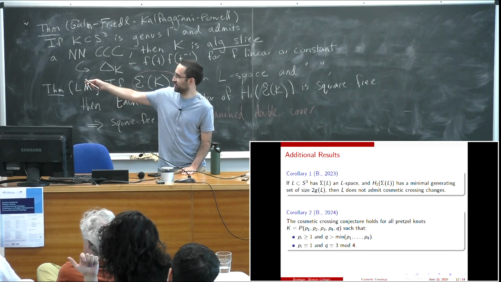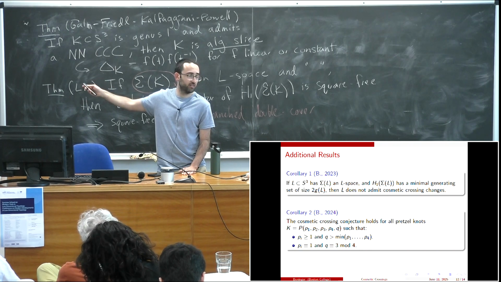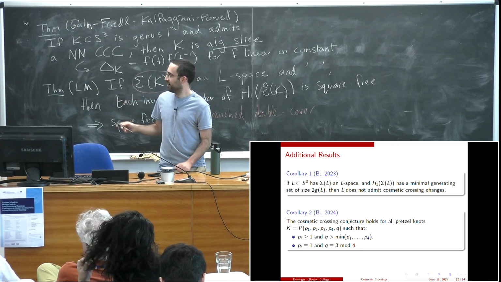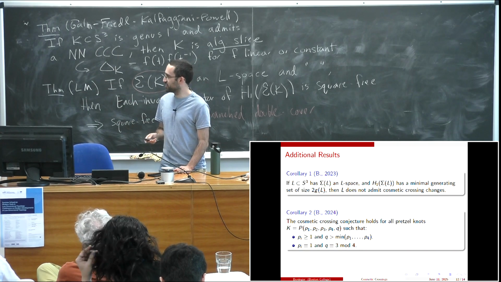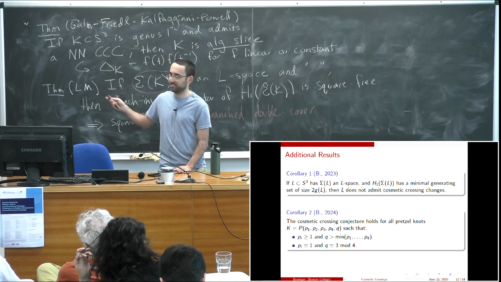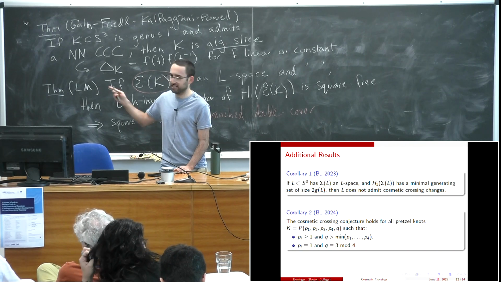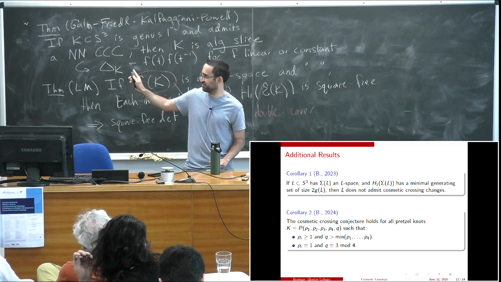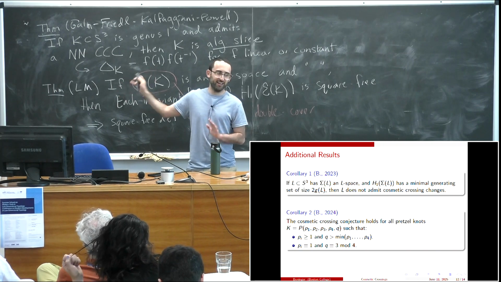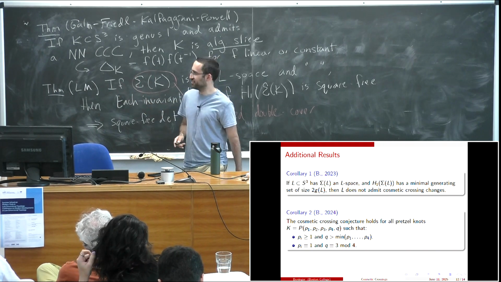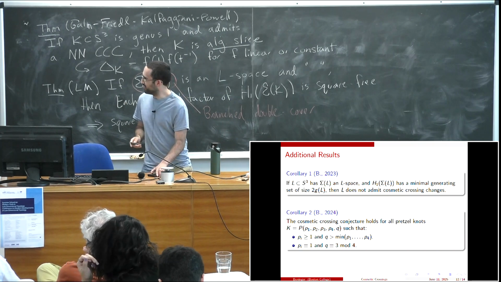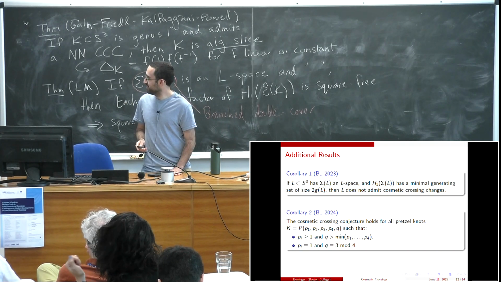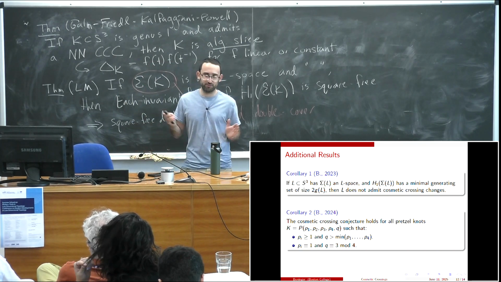And then this is coming directly out of theorem 2. So applying theorem 2, we can prove the cosmetic crossing conjecture for this infinite family of knots, which I've cooked up specifically to not be handled by any of the other numerous obstructions to cosmetic crossing changes. There's a lot of things you can do. That's one particular 4-parameter family of pretzel knots that you can prove this for.